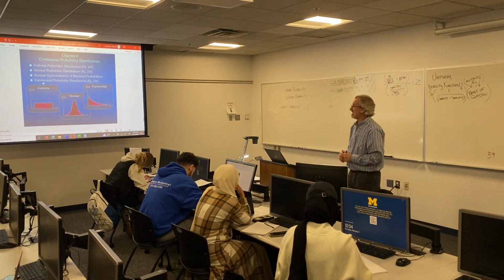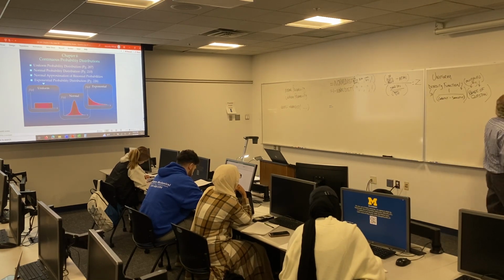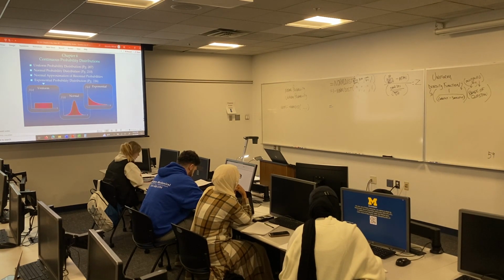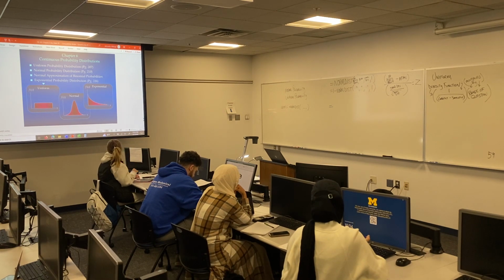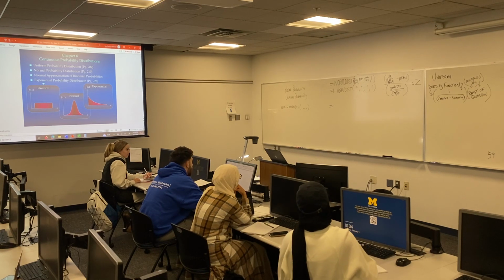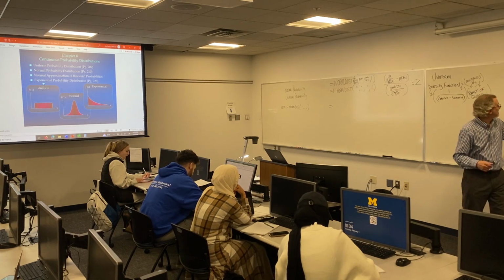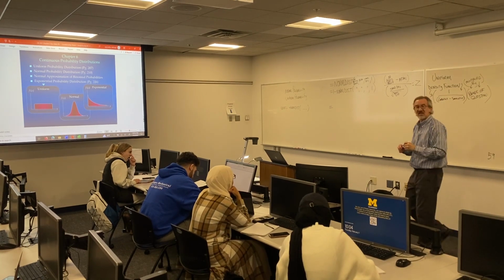Normal probability is used with continuous data. Are you ready? 1, 1.001, 1.002, 1.003, whatever. I'm going on a number line here. Click, click, click, click, and it keeps going like that. Notice we have numbers to the right of the decimal. That's continuous data.